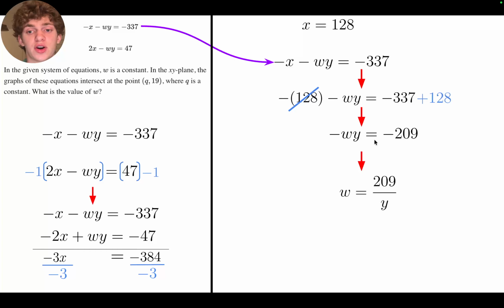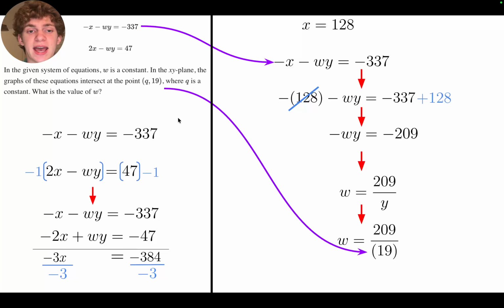From here, we can divide both sides by -y to get w equals 209 over y. And as you see here, we can take this y from this question because it says in the xy plane, the graph of these equations intersect at the point something, comma, but we know that y value. So here we can plug in that y value and then solve for w, which is equal to 11.